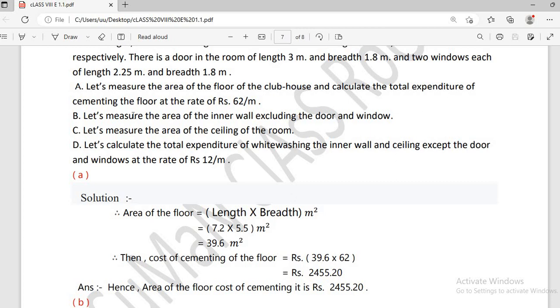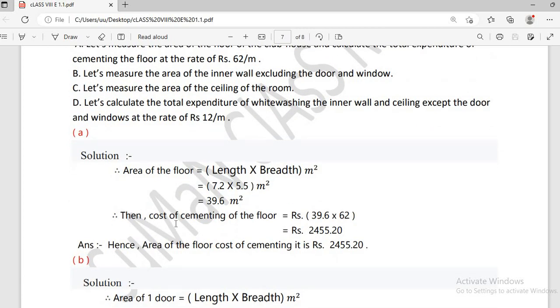Expenditure of the cementing the floor at the rate of rupees 62 per meter square. Then costing of cementing of the floor rupees 39.6 into 62 is equal to 2455.2. Hence the area of the floor, cost of the cementing it is rupees 2455.2.